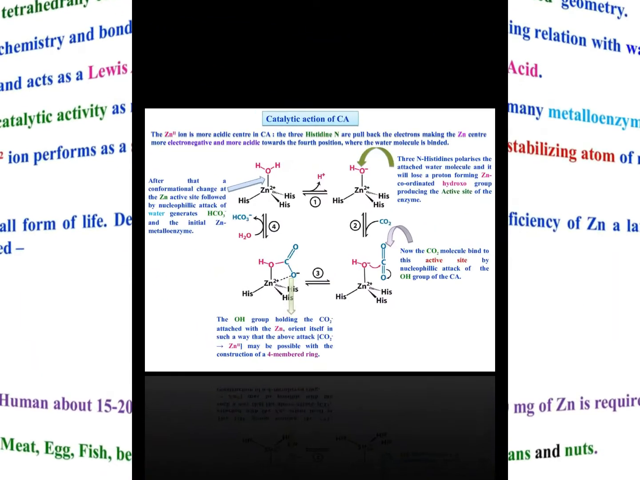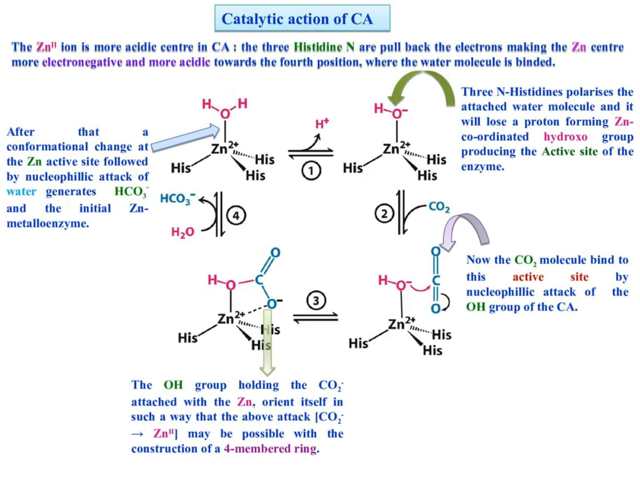Next, catalytic action of carbonic anhydrase. This is the most important part of this lecture. This is the first step of the catalytic process where the active site of the enzyme is shown, which is nothing but the distorted tetrahedral one, and a water molecule is attached in the fourth coordination site.